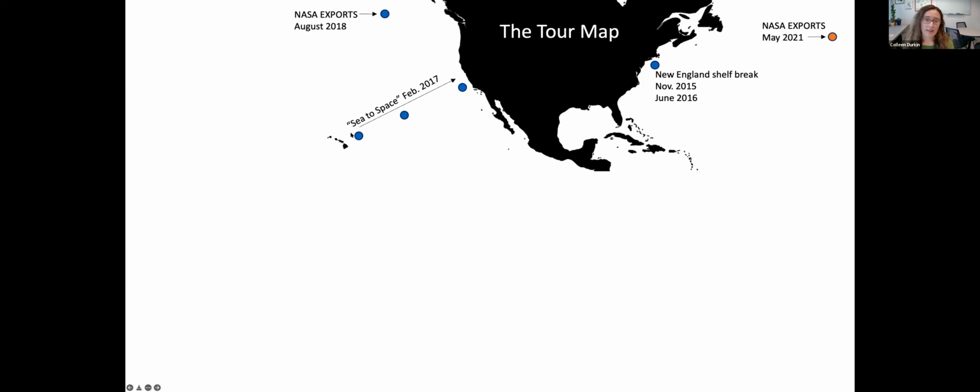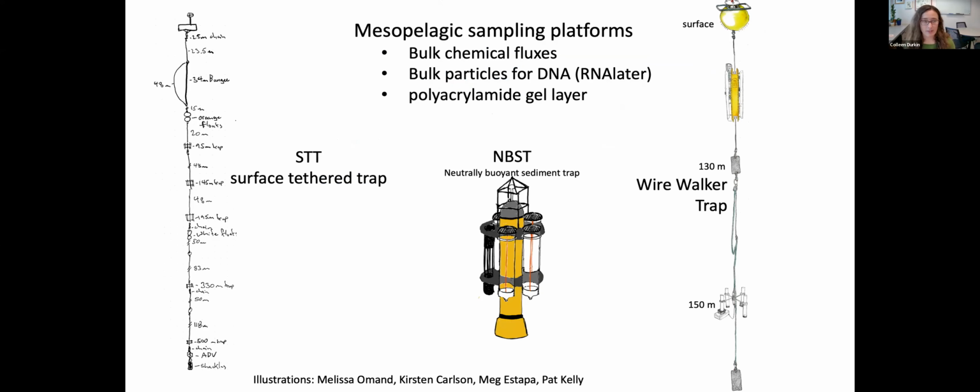And then we sailed from Hawaii to the coast of California on the Sea to Space expedition, which was on the Falkor, and collected sinking particles at these 3 locations. And then finally, we applied all these methods that we had developed on the NASA Exports cruise in the North Pacific. At all of these locations, we collected sinking particles using a variety of methods. These are the different types of sediment traps that we used. We used this really traditional design, the surface tethered trap with a surface buoy, and then an array of traps tethered below it.